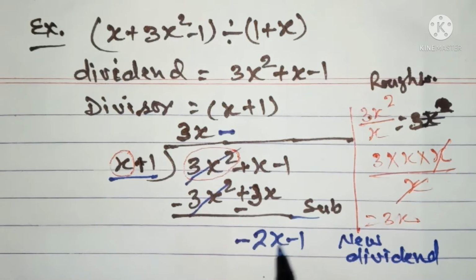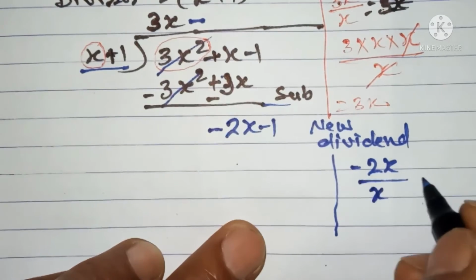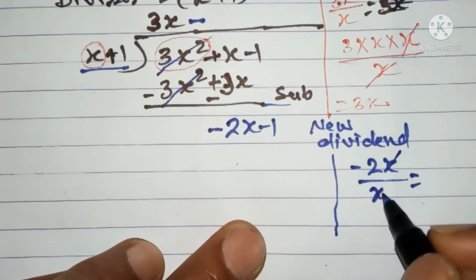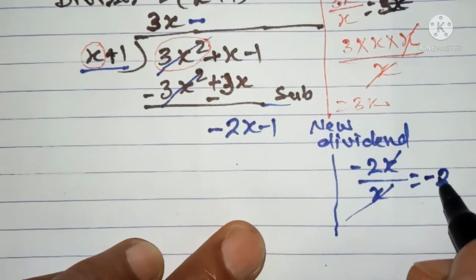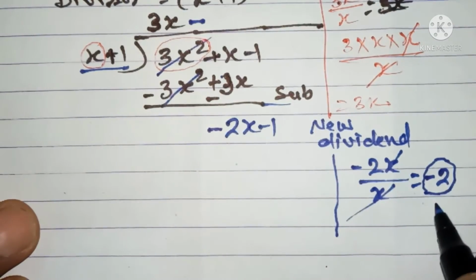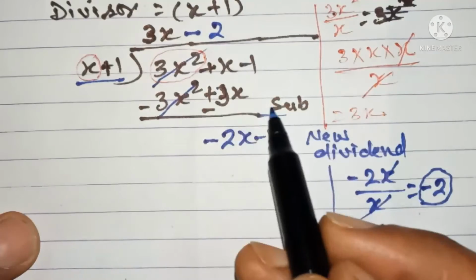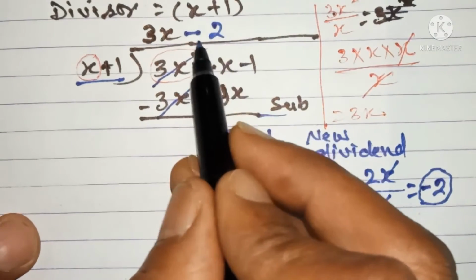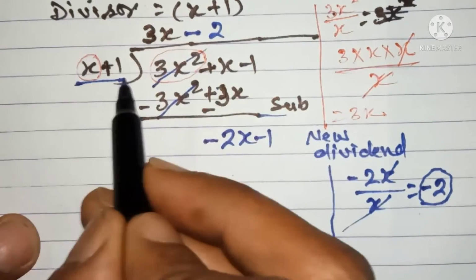We have to divide the first term of the new dividend by the first term of the divisor. We will get minus 2x divided by x, and x will be cancelled. Here we will have minus 2. So the new term of the quotient will be minus 2.